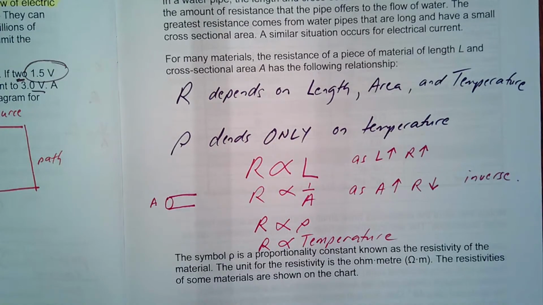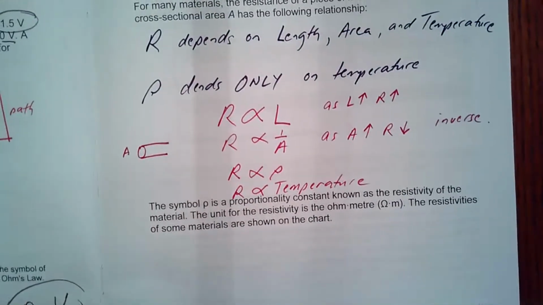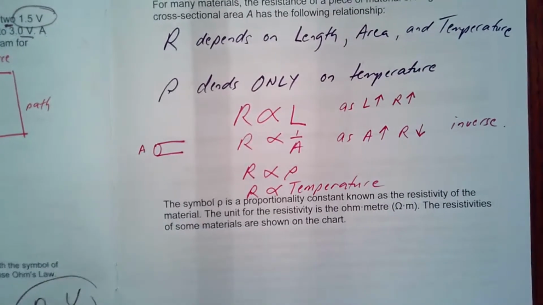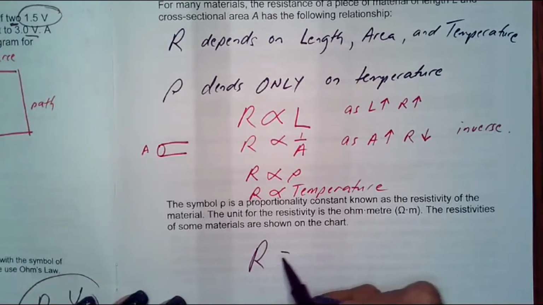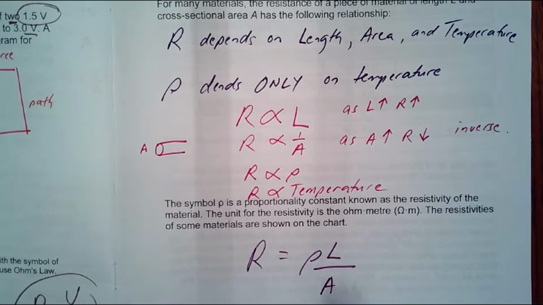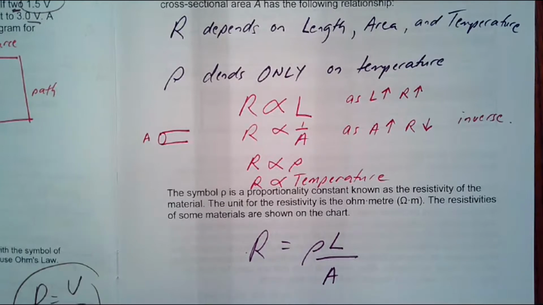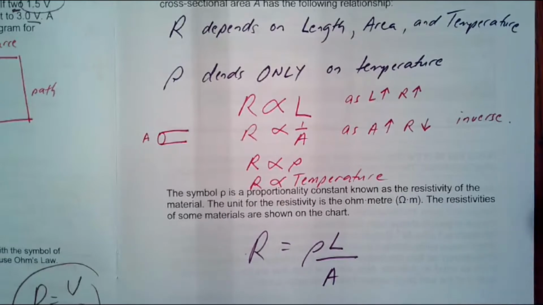So putting all these relationships together, they discovered these relationships in a lab. Resistance is equal to rho L over A. And that tells you again, resistance is proportional to resistivity, directly proportional to length, and inversely proportional to the area. So let's look at the units.